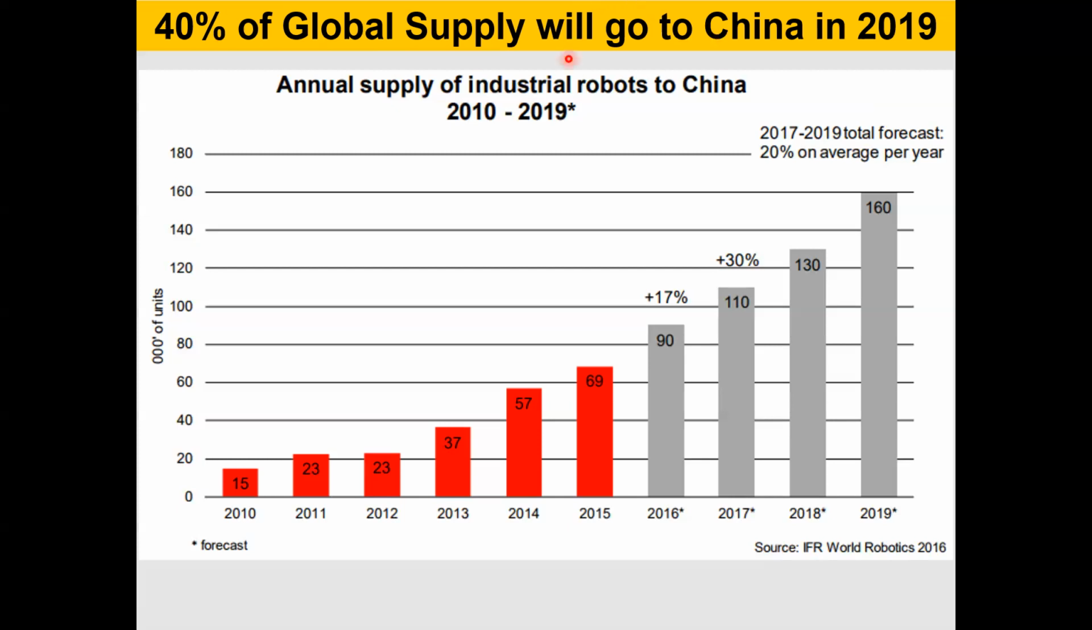So this is China, in the industrial robotics domain, right? Annual supply of industrial robots to China, 2010 to 2019. Annual supply. So China does not produce or manufacture robots. They manufacture a lot of things, but still they are not a major manufacturer of robots. They are using robots quite a lot, but they do not manufacture robots just yet.